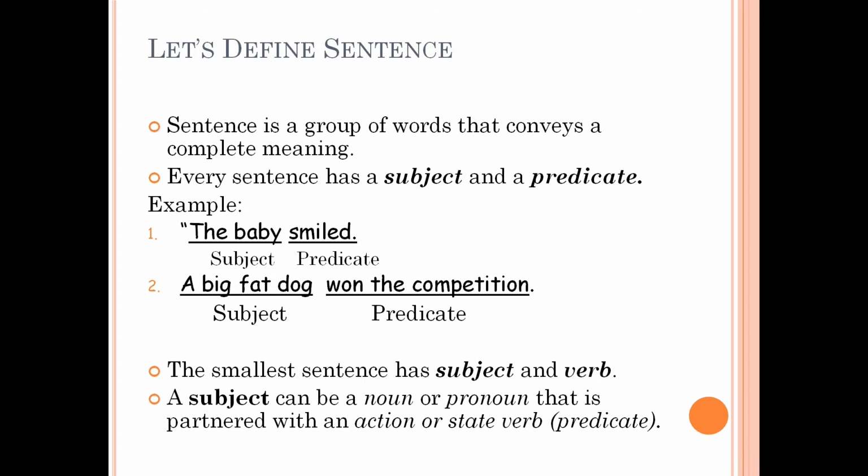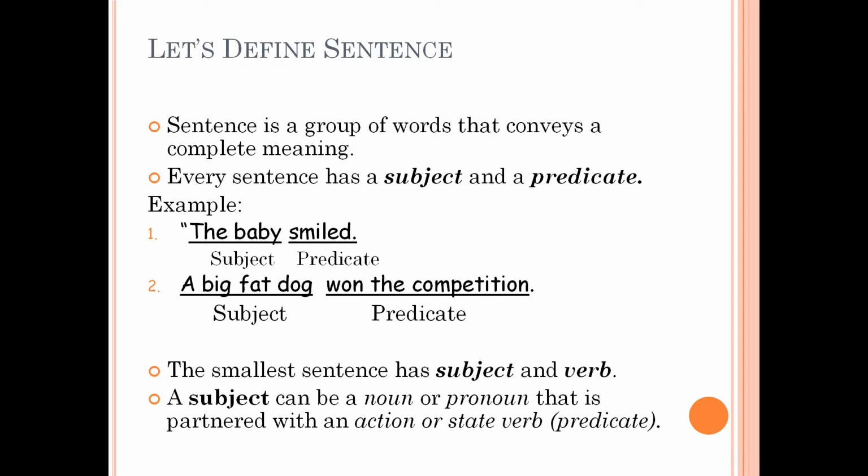Let's say we have got a sentence here, and that is: The baby smiled. In this sentence, the baby is the subject and smiled is the predicate. So in this sentence, the baby is performing the action, it's the doer, so we say it's the subject of the sentence. And the rest of the part in the sentence is the predicate.